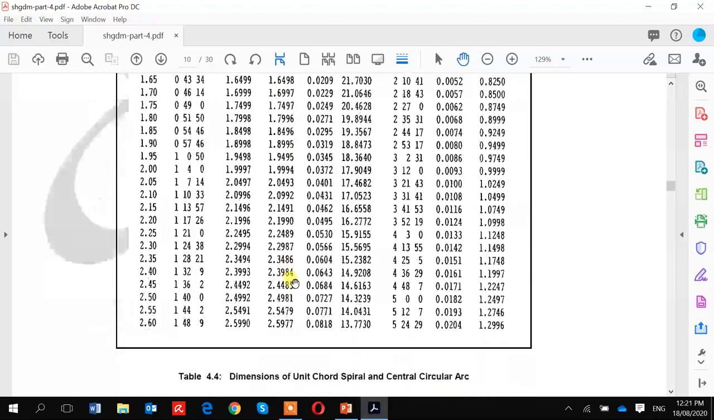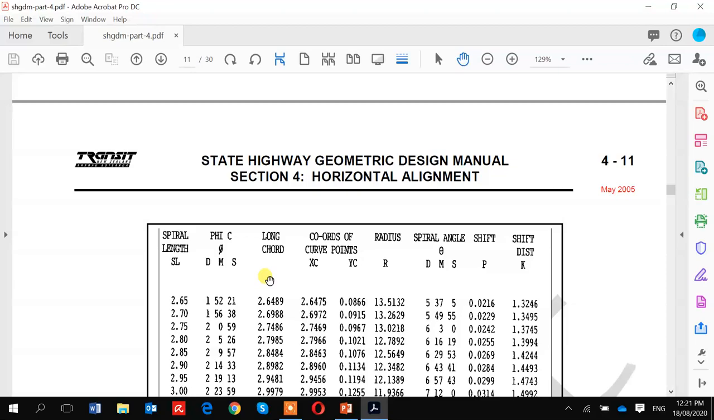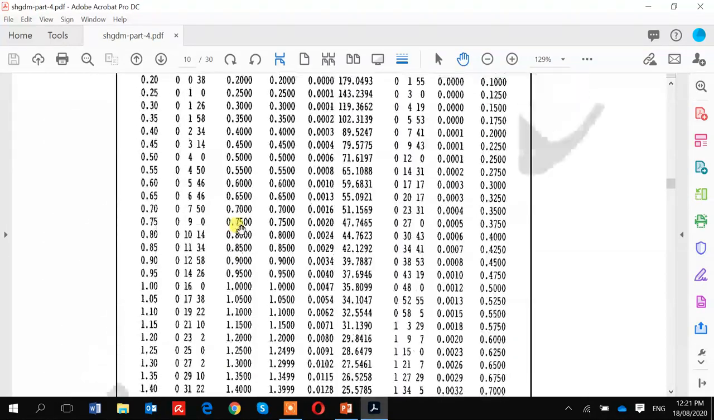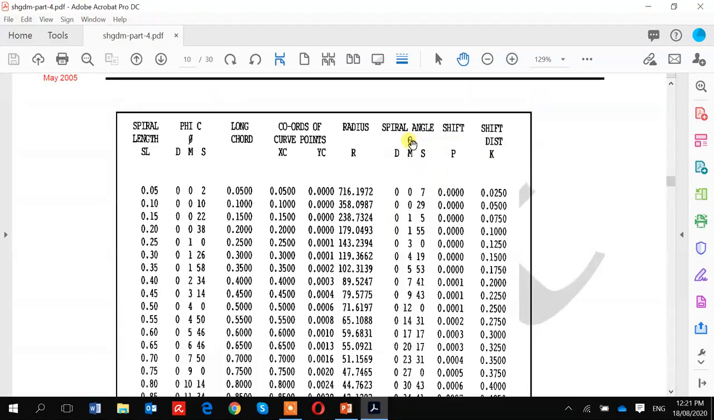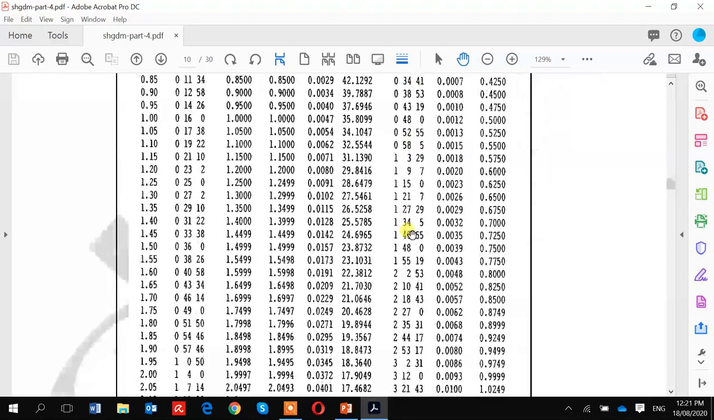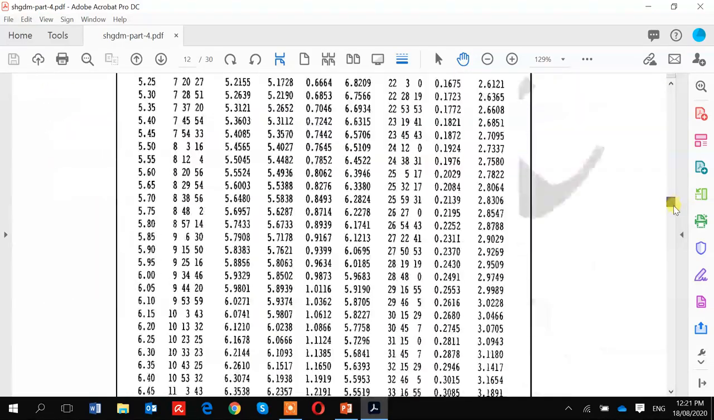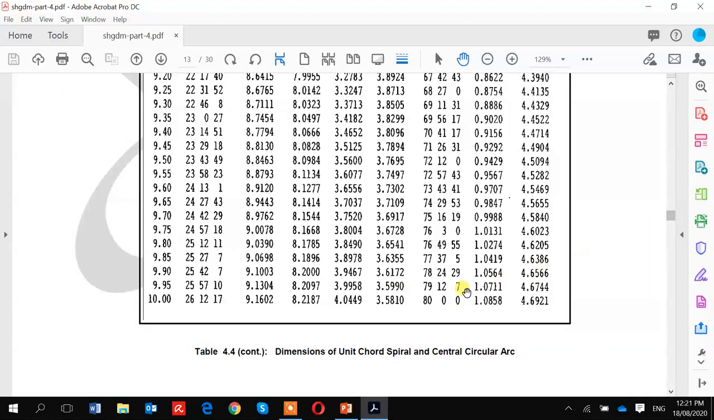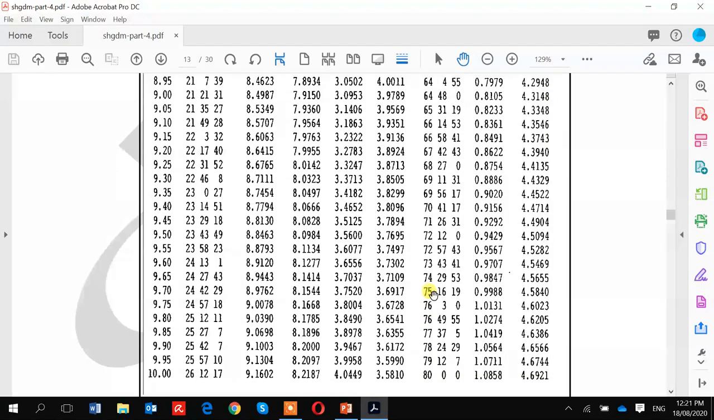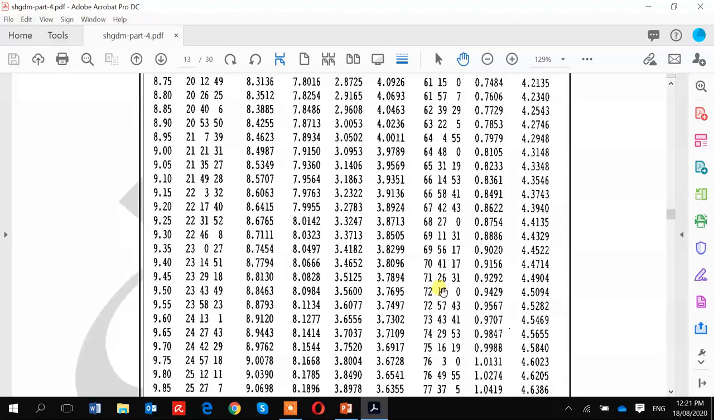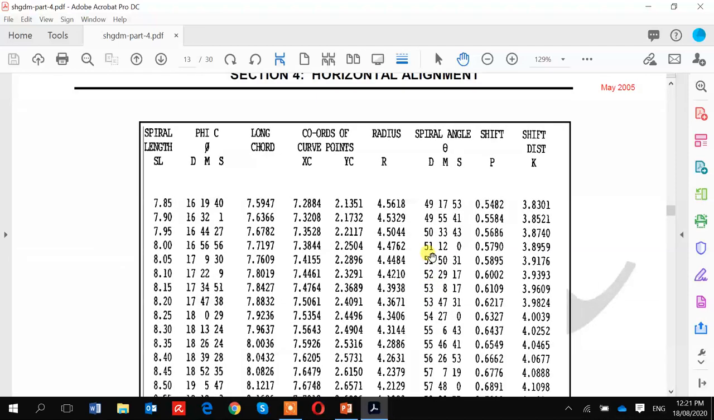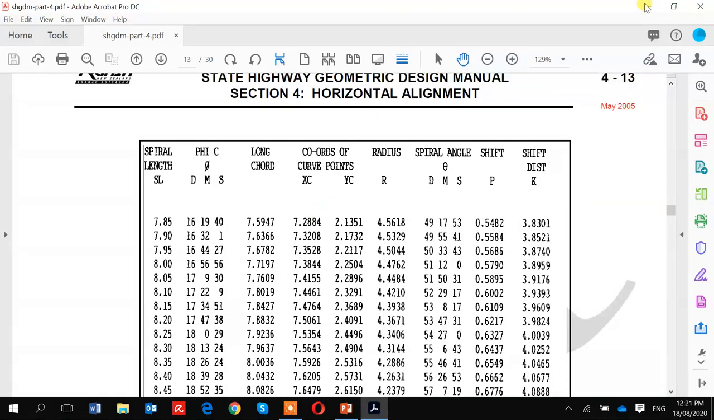So this is table 4.4. From the angle, you could use phi or theta, but you normally use theta. So from the angle theta of zero all the way up to 80 degrees. Yes, so this is the table that we're going to use.